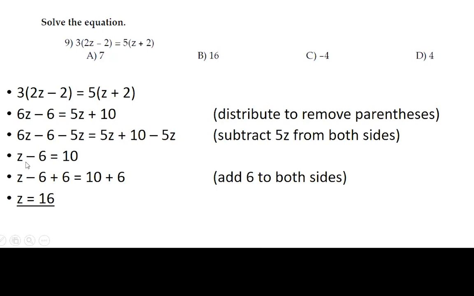Okay, enough jokes. z minus 6 equals 10 is what we have right now. We want to get rid of minus 6 to get that z by itself. We add 6 to both sides. The minus 6 plus 6 cancel away, leaving us with just z on the left. And then 10 plus 6 on the right gives us 16. So positive 16 is our value for z when we solve in number 9.